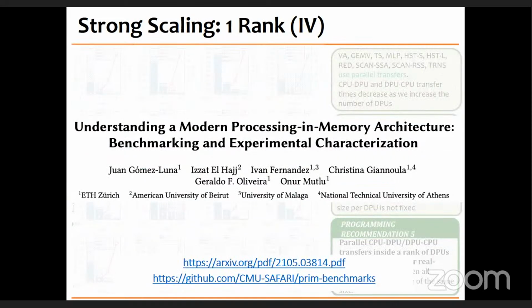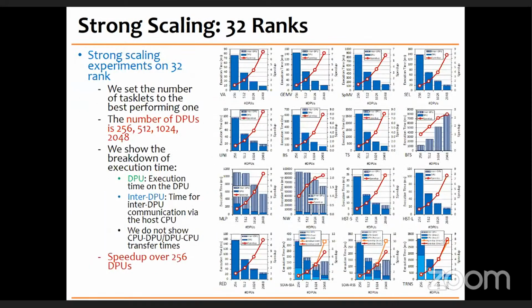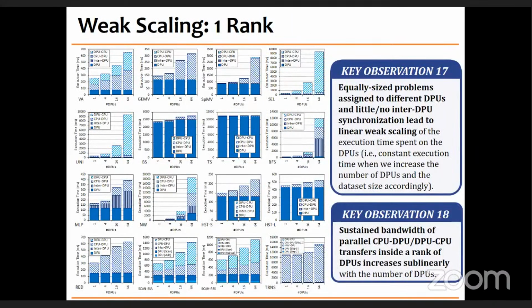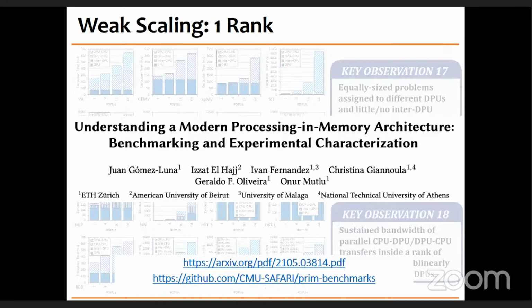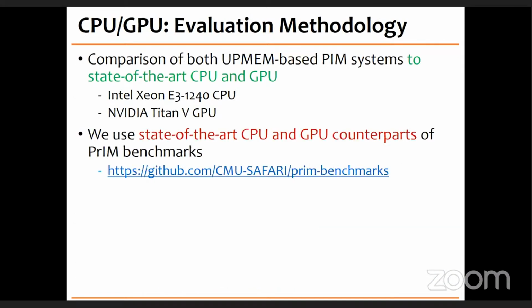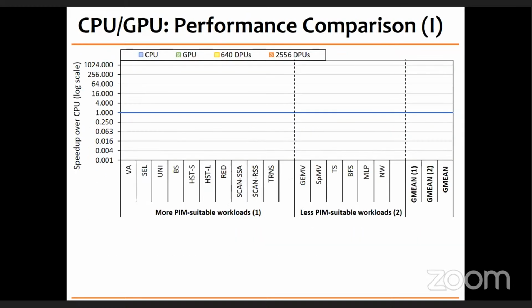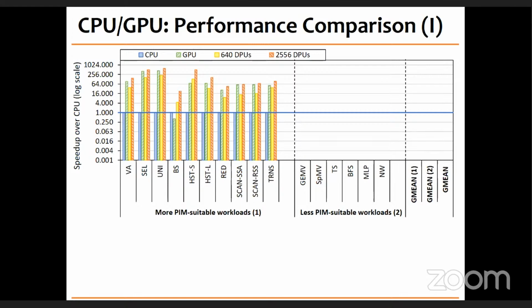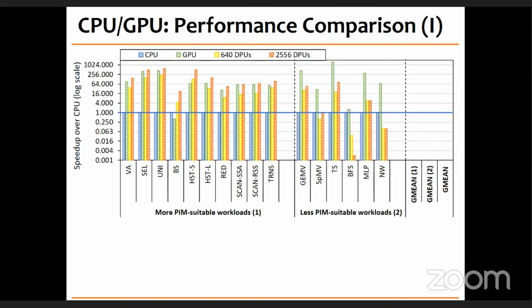Okay, you can see more results in the paper for strong scaling experiments on 1 rank, on 32 ranks, and also weak scaling experiments. And I want to very, very quickly go over the comparison to CPU and GPU. We identify from this comparison some workloads that are more suitable for the UPMEM PIM system, these 10 workloads here on the left. We are going to very briefly discuss what are the common characteristics of them, and then some others that are less suitable.